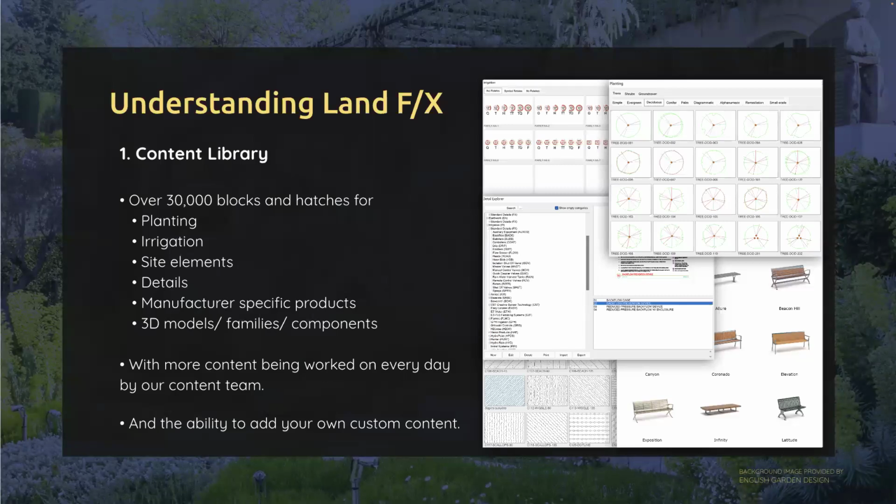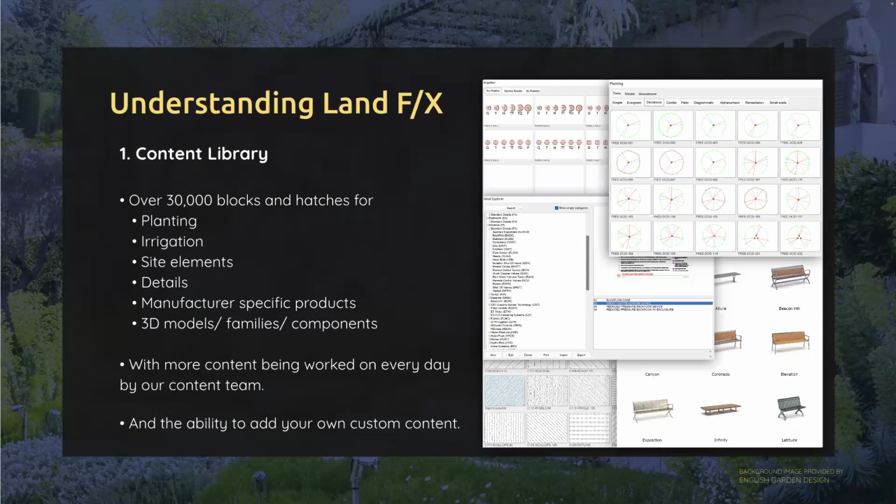So the content library contains over 30,000 blocks and hatches for planting, irrigation equipment, site elements like amenities, and hatches for hardscape, details, manufacturer-specific products, 3D models, families, and components. We have a great content team that is producing content for LandFX every day. So this list is continually growing.